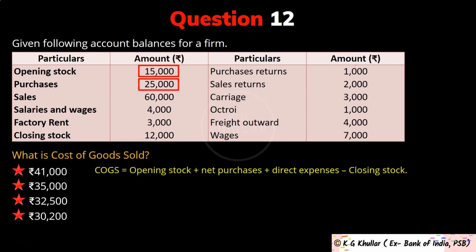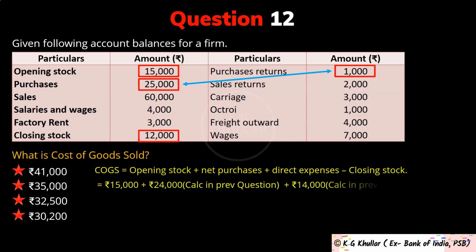So COGS will be simply opening stock, that is 15,000, plus net purchases, that is 24,000, plus direct expenses, that is 14,000, minus closing stock, that is 12,000. So COGS will be simply rupees 41,000. So the correct option for the given question is option A.